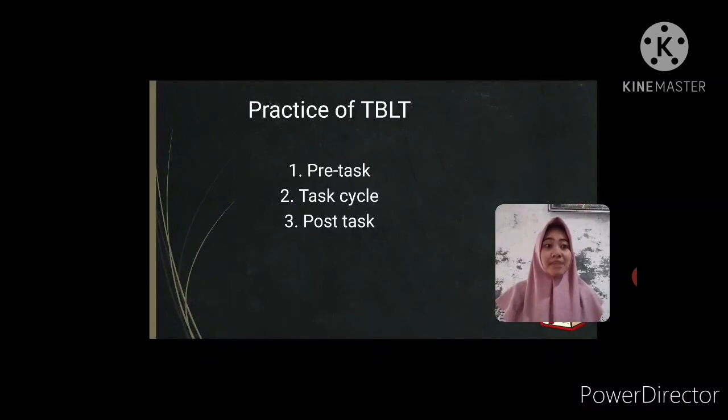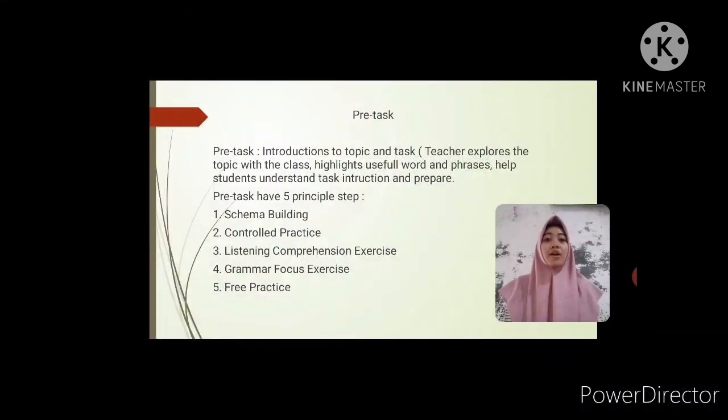A typical task-based language teaching lesson develops in 3 main stages. There are pre-task, task cycle, and post-task. The first is pre-task. Pre-task is an introduction to the topic and task, where the teacher explores the topic with the class, highlights useful words and phrases, and helps students understand the task interaction and prepare. The pre-task stage works as a preparatory stage for the topic and it includes 5 principal steps.